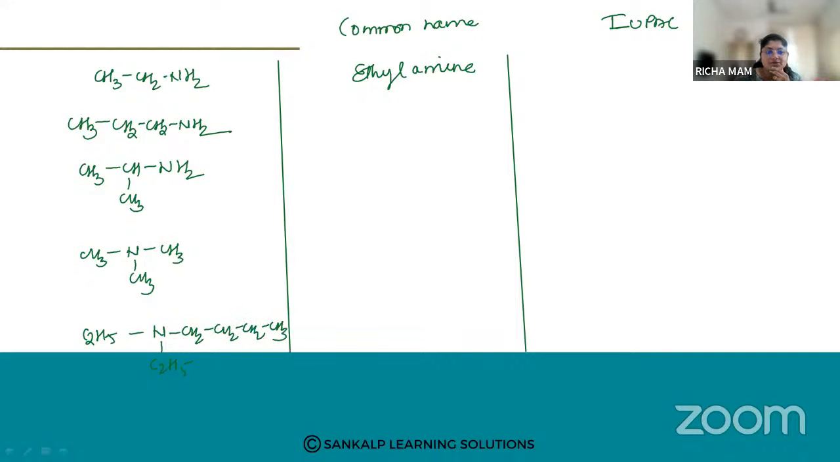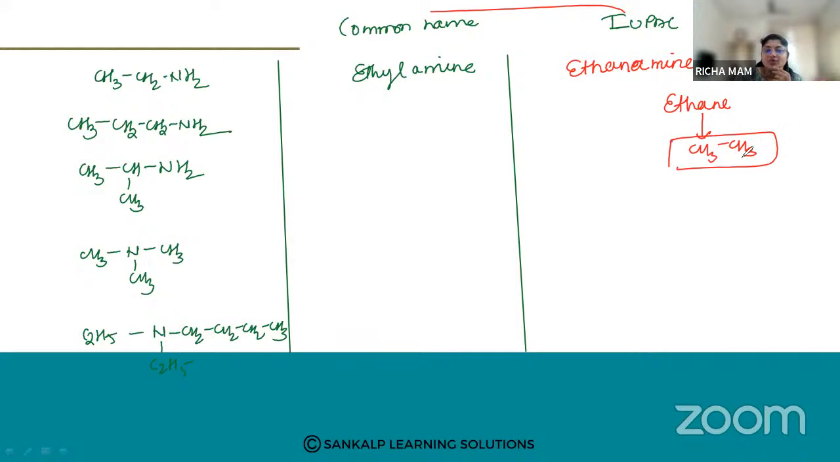Yes. What is the common name, students? The common name is ethylamine. The IUPAC name of this particular compound is ethanamine. Okay, the E of ethane will be replaced by amine. Now, ethane is what? Ethane is CH3, CH3. So what we have done here is one of the hydrogens is replaced by NH2. So it becomes CH3, CH2, NH2. So E is replaced by amine, so it is ethylamine.